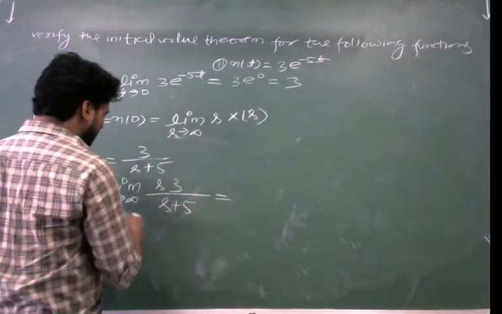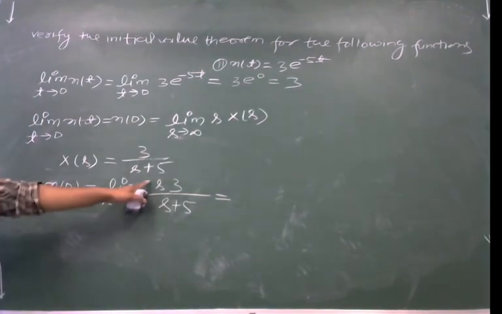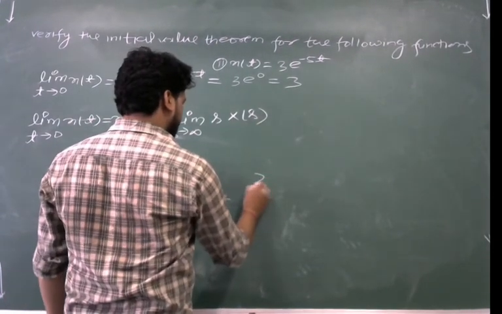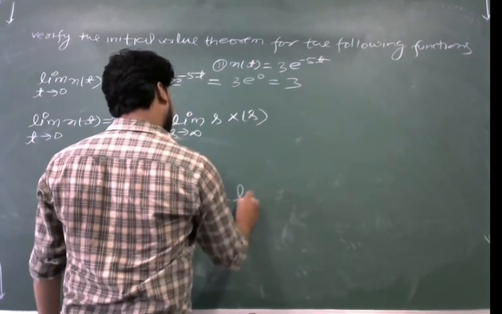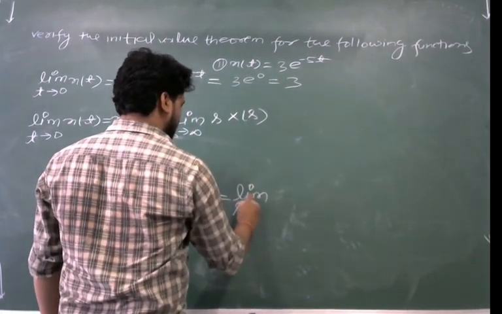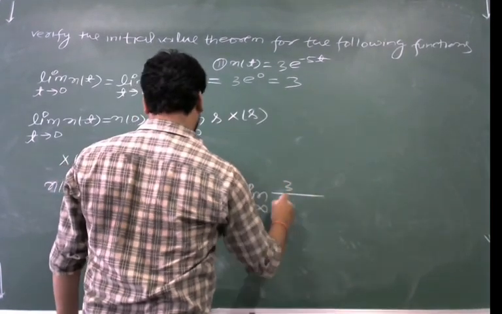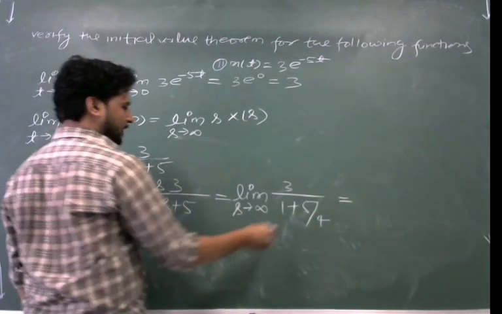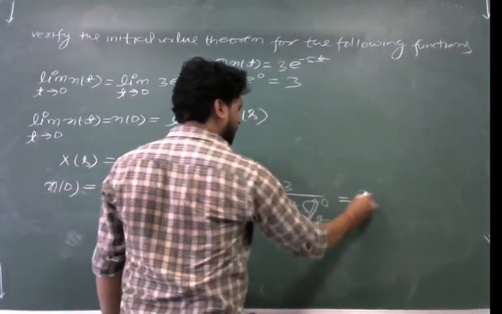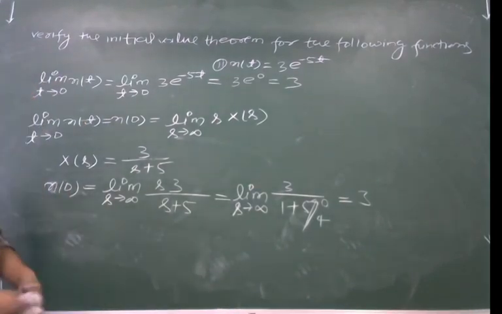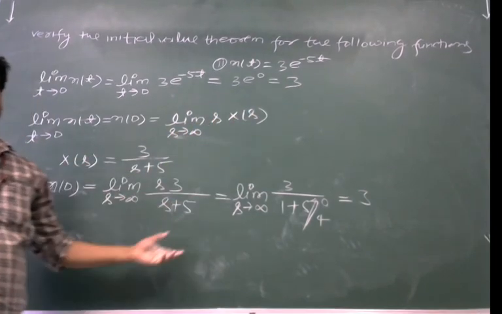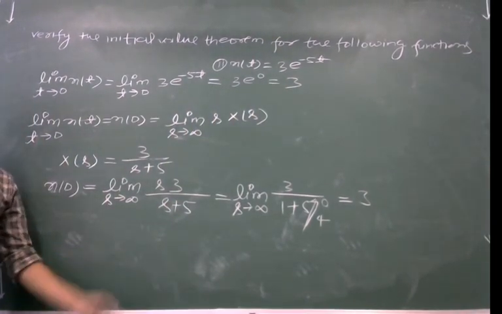Again, to put the limit s equal to infinite here, we have to divide the denominator and numerator by s. So this will become limit s tends to infinite 3 upon 1 plus 5 by s. When I put s equal to infinite here, this will be equal to 0 and this will become 3, which is again the same as the initial value in the time domain, as analyzed by using the initial value theorem of the Laplace transform.